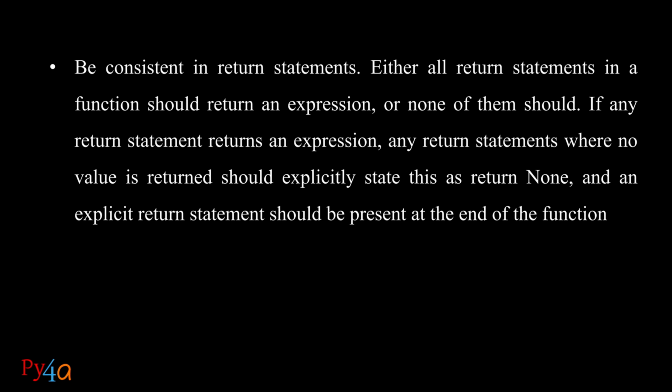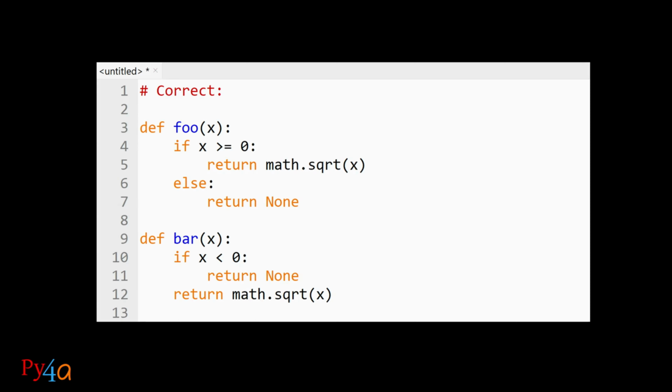What do we mean by this? We will illustrate this and explain it better with this next code snippet. Here, the correct way of writing it is, we have a function foo that takes an argument x, and then right inside the function block we have an if statement that says if x is greater than or equal to 0, return the square root of x, else return None.